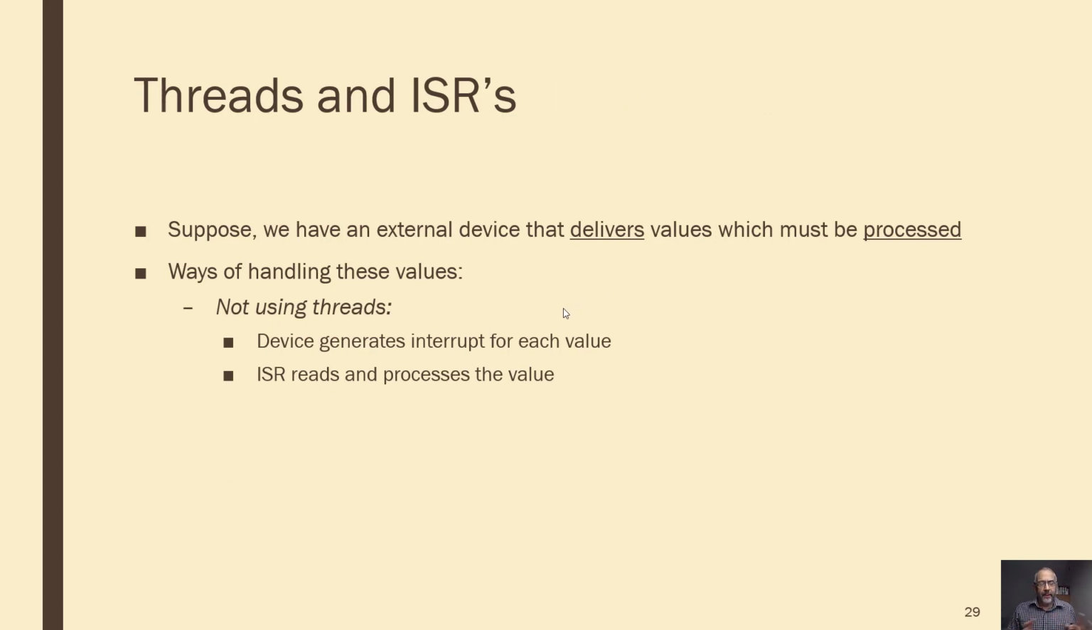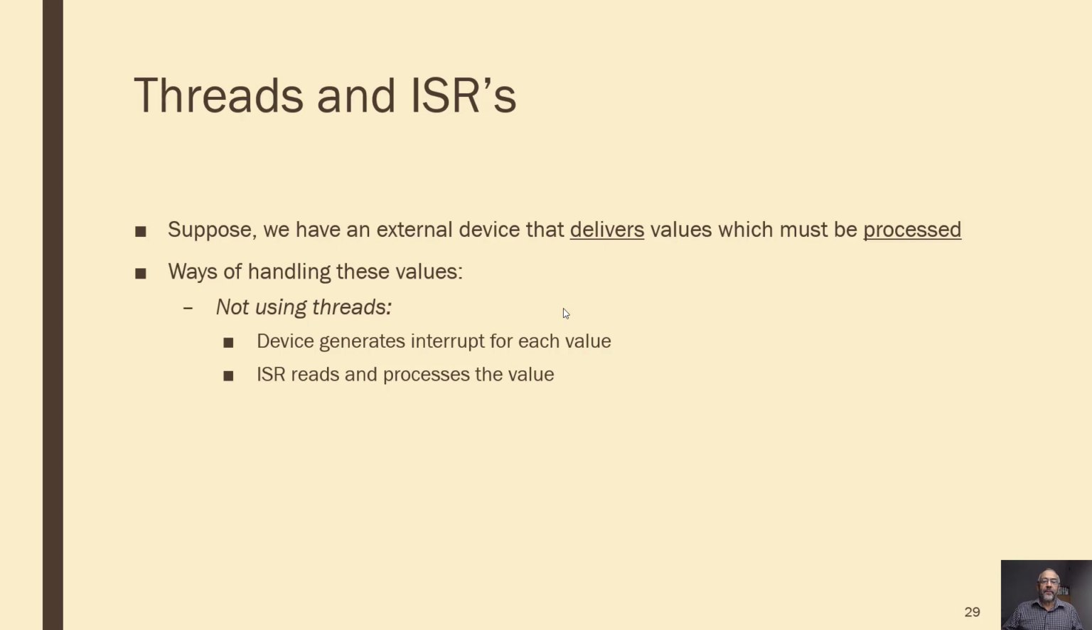So how can we make them cooperate, as I mentioned? Let's consider the situation where we have an external device that delivers values to our device, like a sensor that gives us values, and that these values must be processed. So how could you implement that? Well, first of all, you could implement it completely without any threads. Yeah, only the main thread, only one thread.